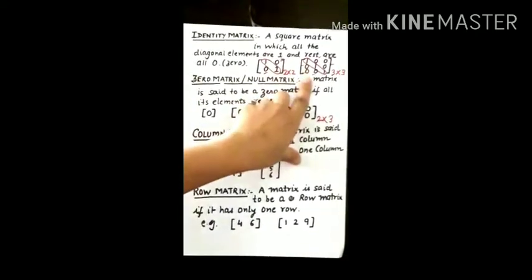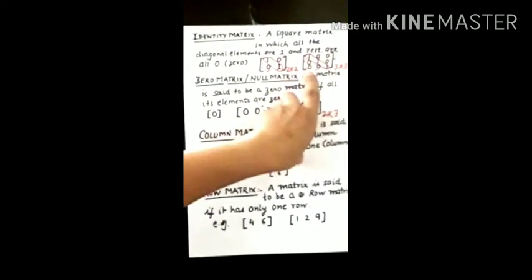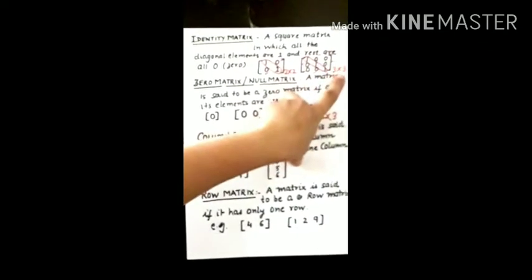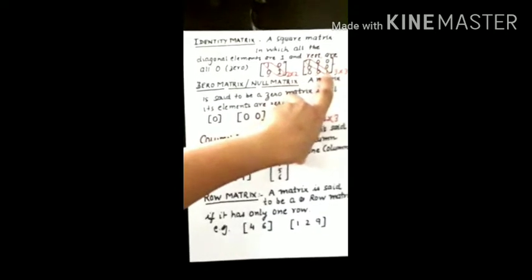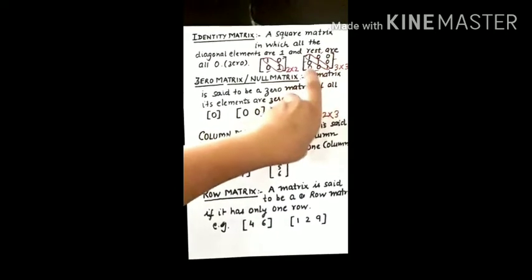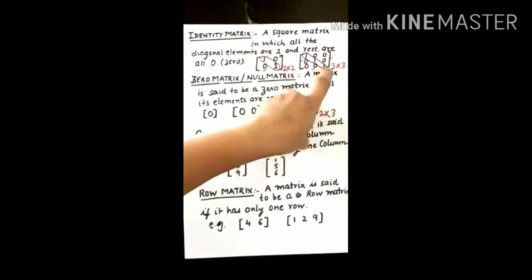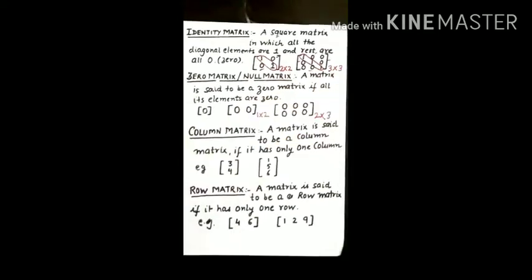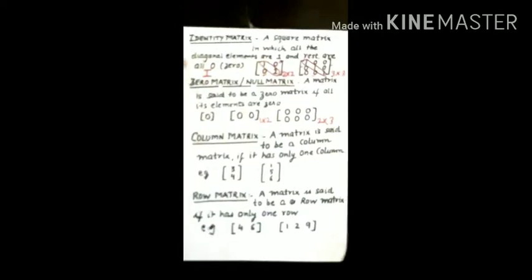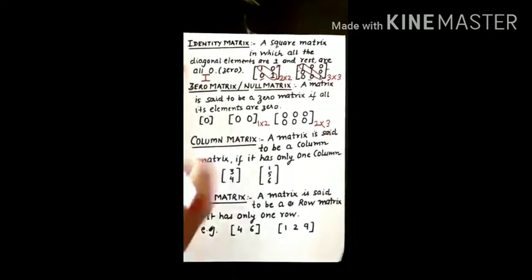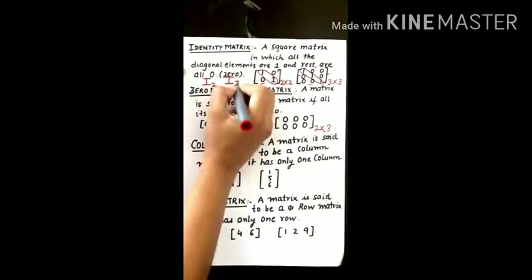Similarly, in this matrix, we have 3 rows and 3 columns. So it is a square matrix of order 3 by 3. All the diagonal elements are equal to 1 and the remaining elements are all 0. So it is an example of an identity matrix of order 3 by 3. Identity matrix is generally denoted by I. If it is of order 2 by 2, we write I2. If it is of order 3, we write I3.